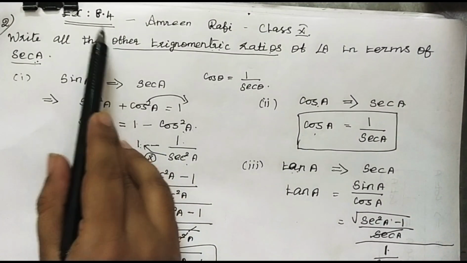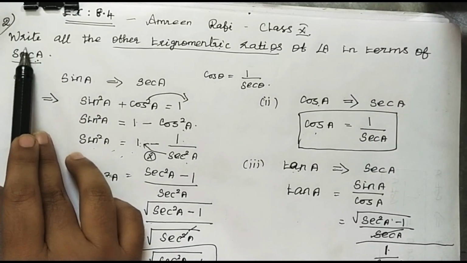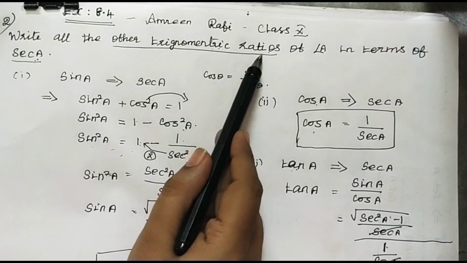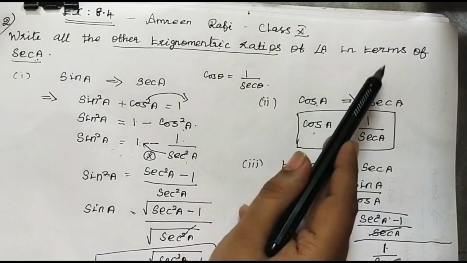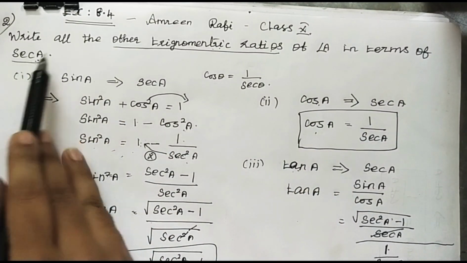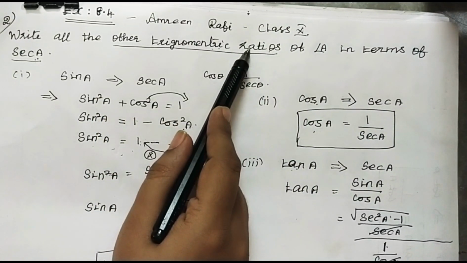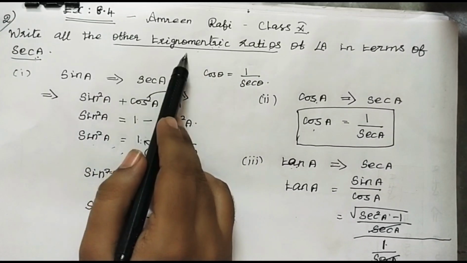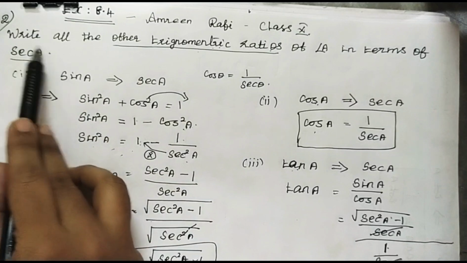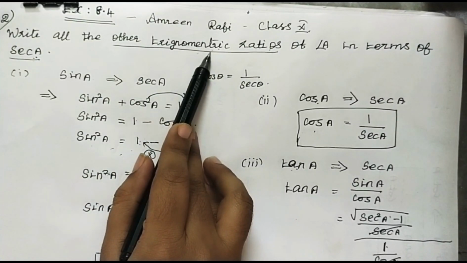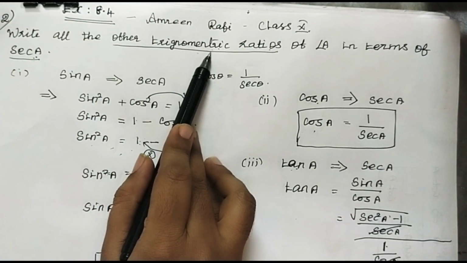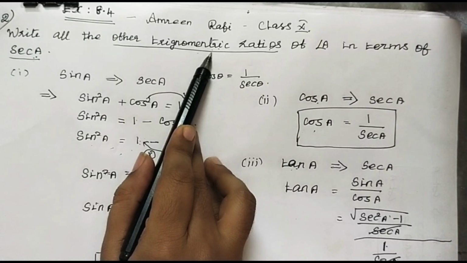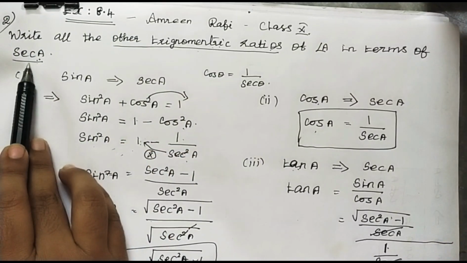Exercise 8.4, the second sum. Write all the other trigonometric ratios of angle A in terms of secant A. Other trigonometric ratios means totally 6 trigonometric ratios. Since secant A is given, except secant A, all the remaining trigonometric ratios we have to convert to secant A.